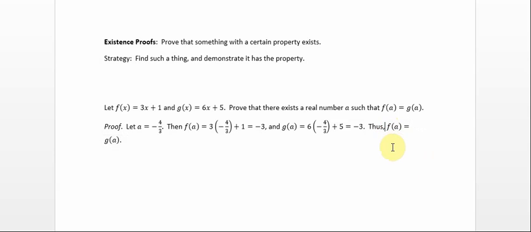Probably don't want that starting a new line right in the middle, so I'll do a Shift-Enter. And that would be an existence proof. That is a really basic existence proof. I'm not showing the work that led me to figure out that it was -4/3. Instead, I'm just starting with that number, and then I'm showing that it is the right number. Okay.